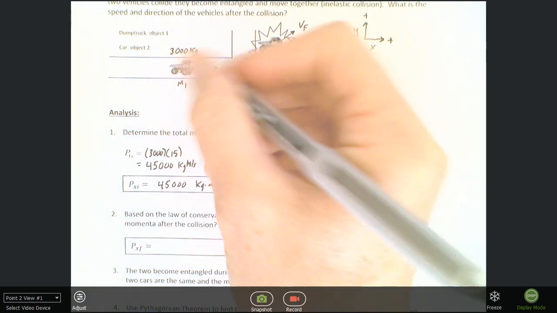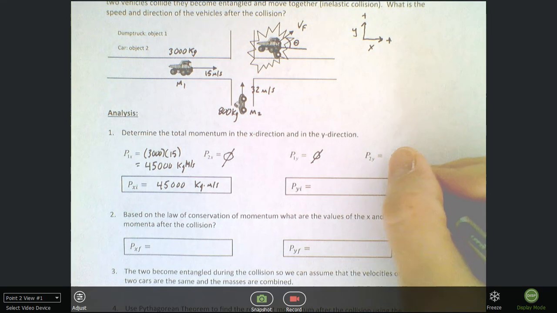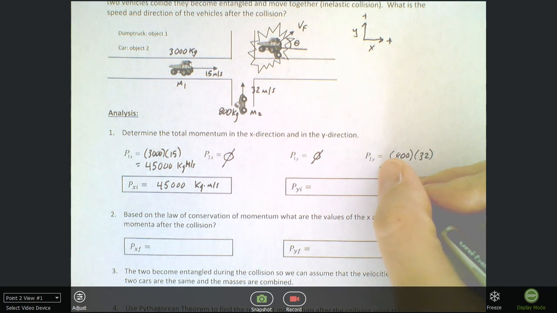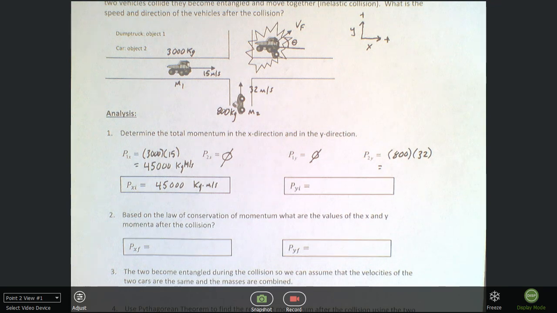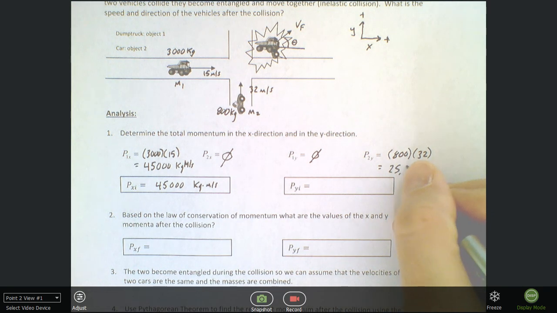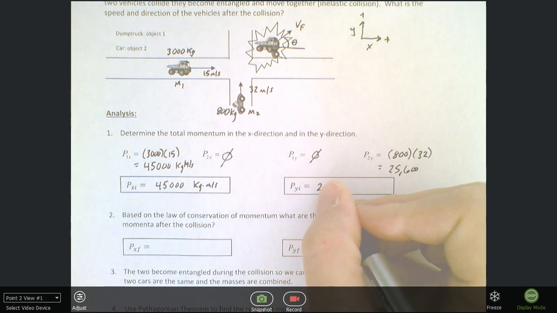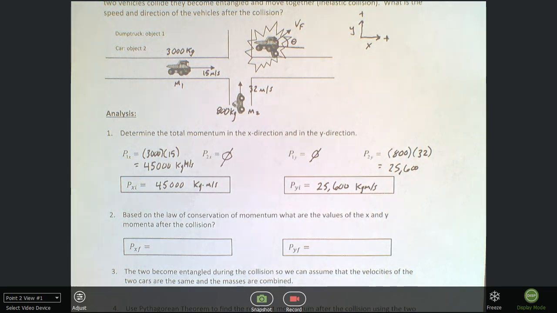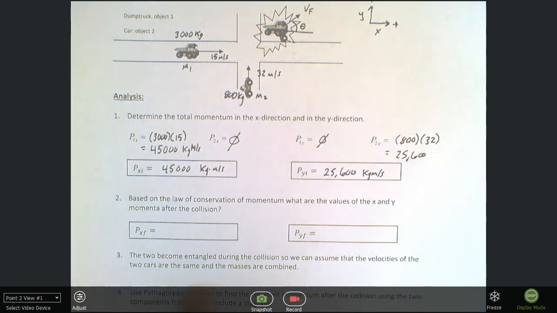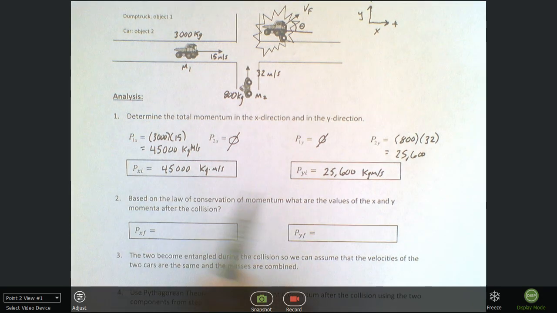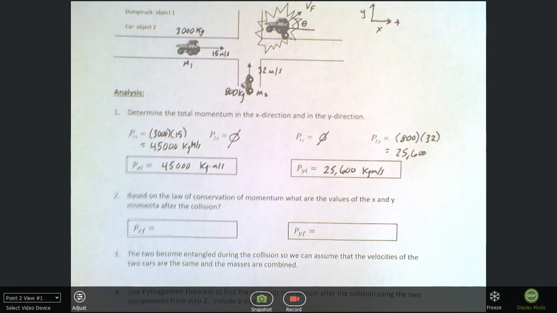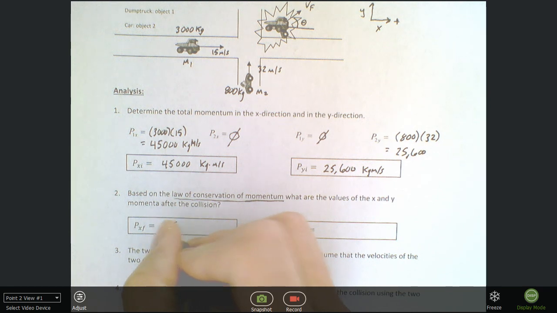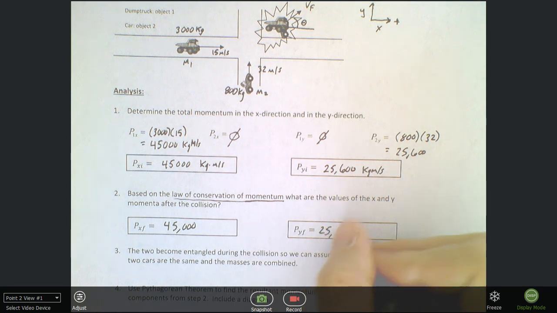In the y, this one here has no y momentum, and this one here is carrying all of the vertical, the y direction momentum. So we go 800 times 32, which is 25,600 kilogram meters per second. Okay, so now we know the total y momentum and the total x momentum, which means that after they collide, they have to have the same amount of total x momentum and the same amount of total y momentum. So based on the law of conservation of momentum, the final momentum in the x had better be that, and the final momentum in the y had better be that.